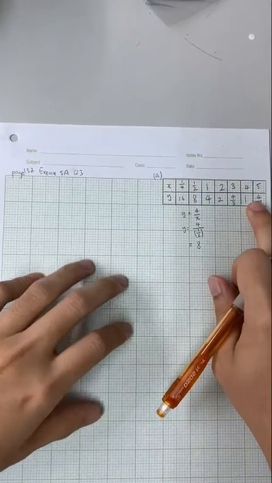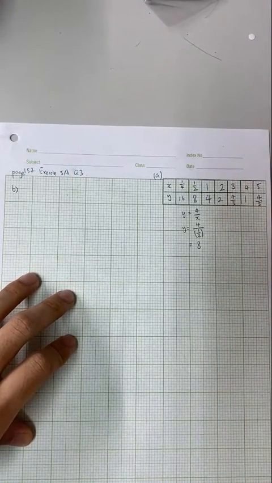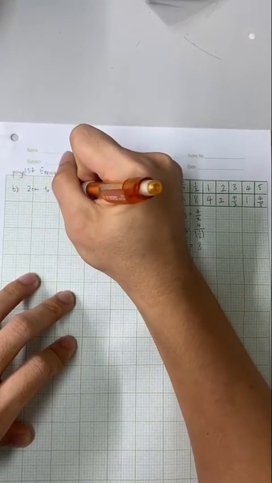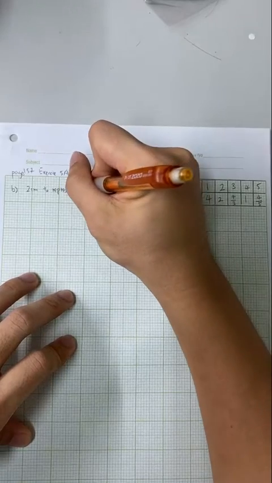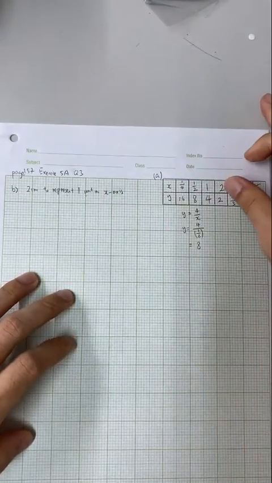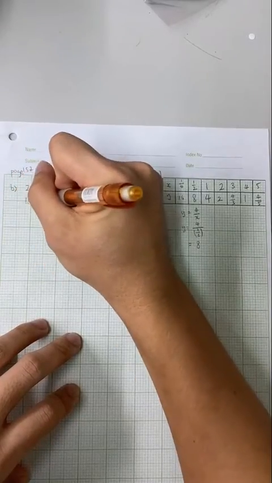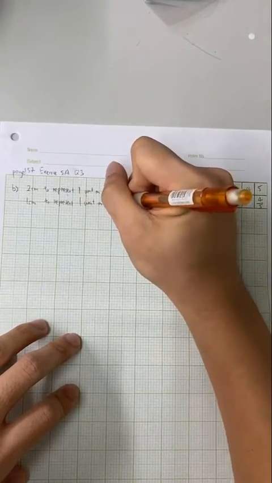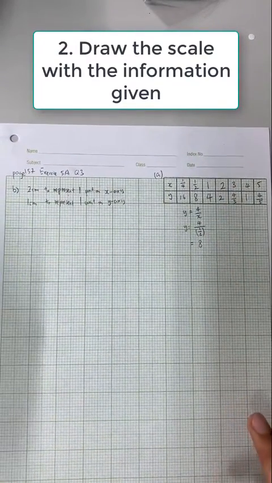Okay, the next thing we're going to look at is part B. So in B, they give us a scale, right? 2 cm to represent 1 unit on the x-axis and 1 cm to represent 1 unit on the y-axis. Alright, so let's look at how we draw our scale.